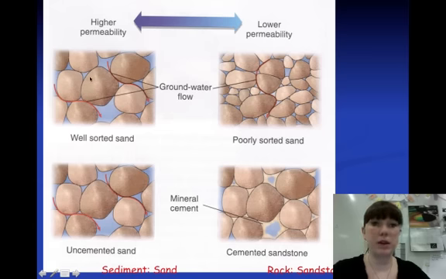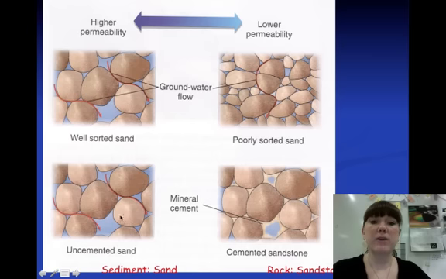This is well sorted, so again we see grains of a similar size, and so that's very, very porous. There are a lot of pore spaces there, and those pores are connected together, so water would be able to flow through there, so we say that's highly permeable. On the right-hand side here, we see poorly sorted material. So these smaller particles end up taking up a lot of the space, so we don't have as many pore spaces, and so even though they're connected, we have lower permeability.